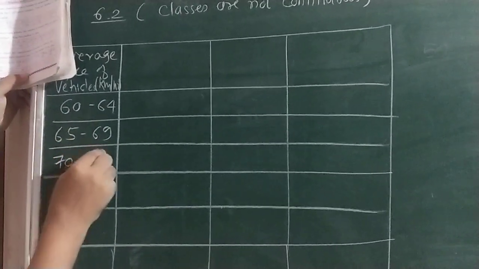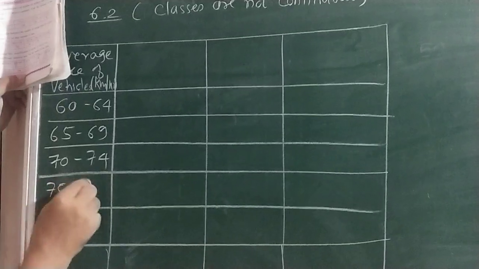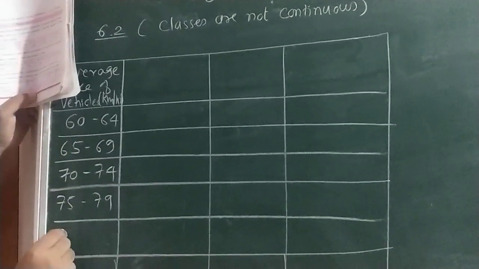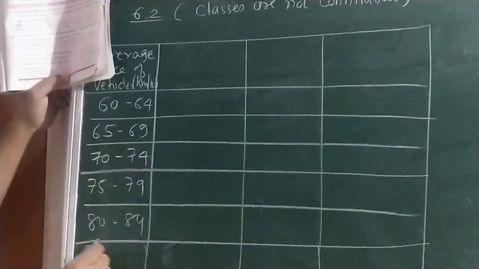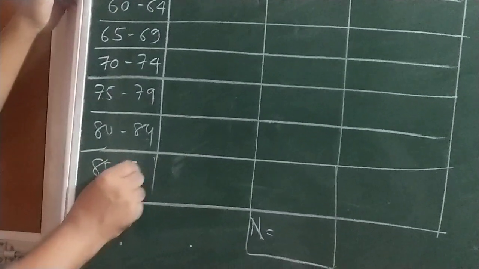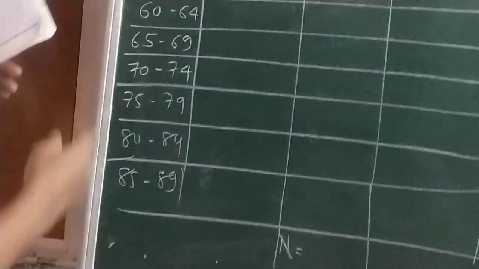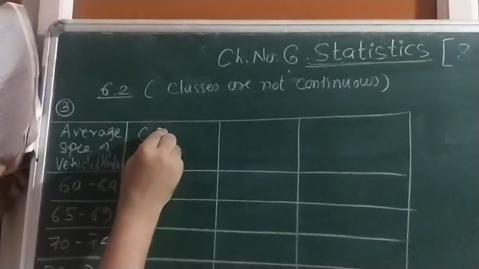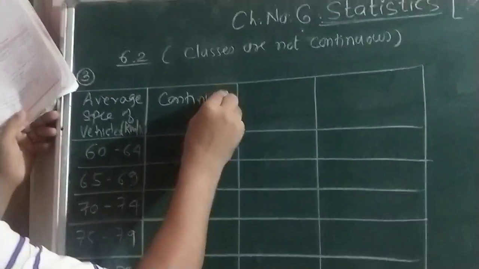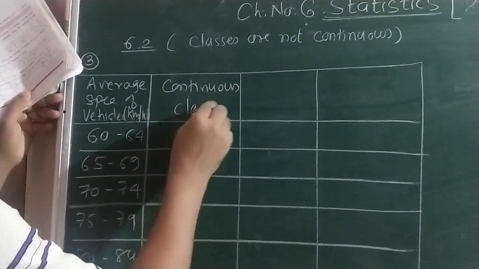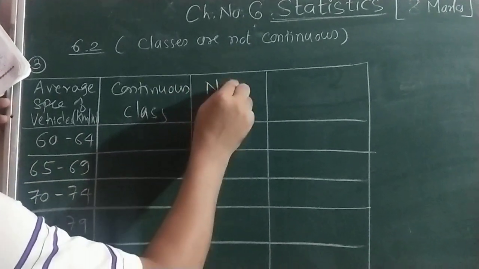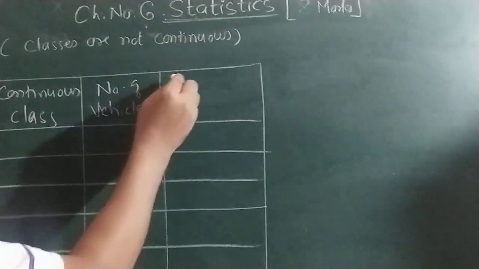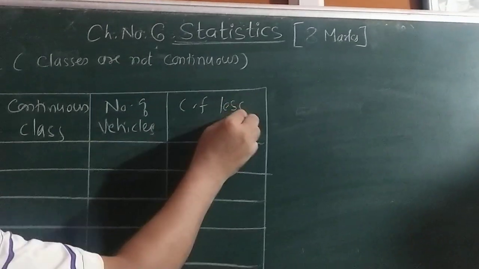Then 70 to 74, right? 70 to 75 and 79, right? Then here 79 is printed. It is not like that. It is 80 to 84. And here again 85 to 88. Now look at the classes. Yes, they are not continuous. So here one column for continuous class, and here frequency, that is the number of vehicles. And here the same, cumulative frequency, less than type.